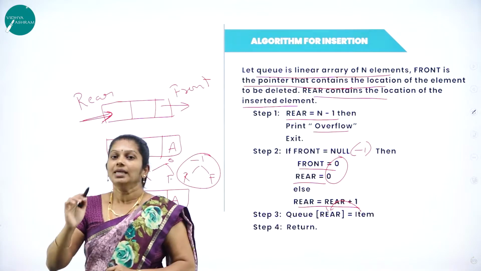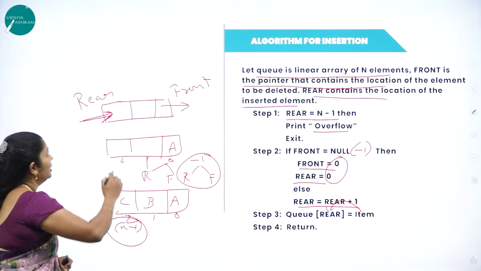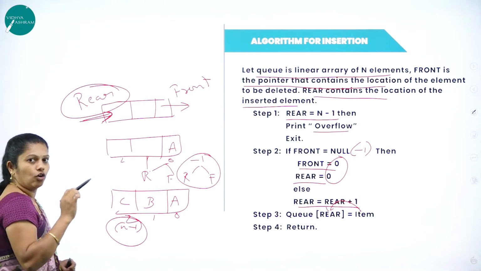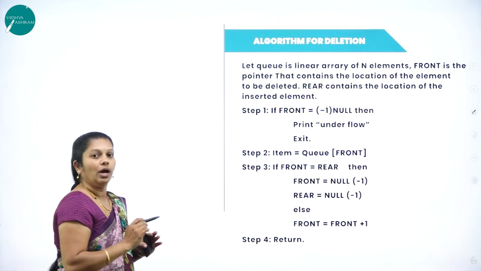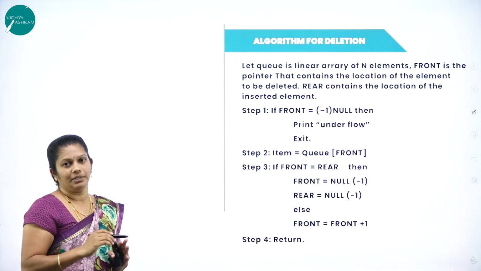NQ is nothing but inserting an element at the rear position of the queue. Now, is it clear? Next, we will move on to the algorithm to delete an element.